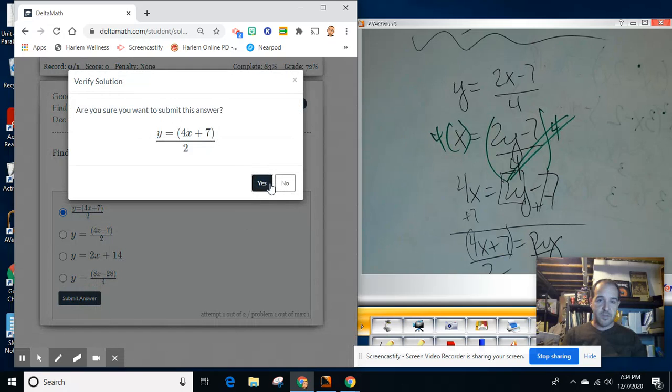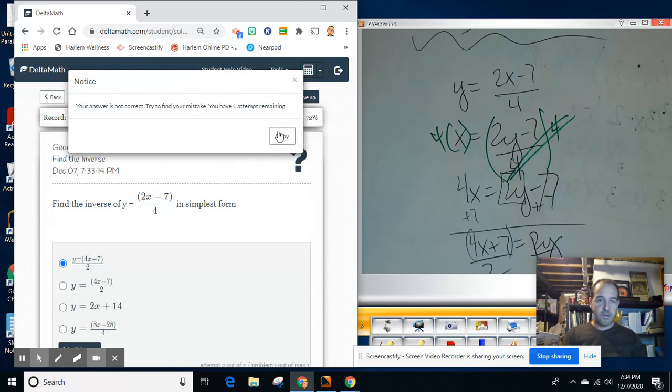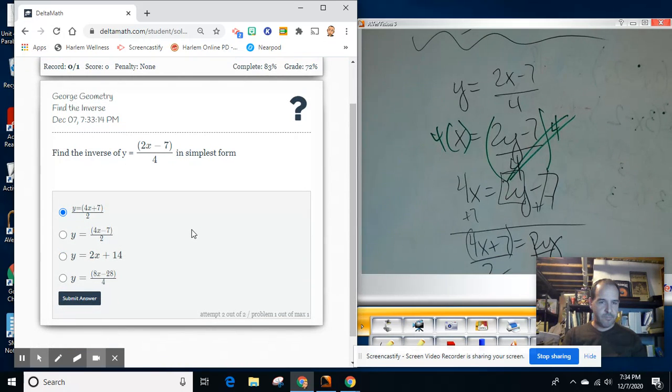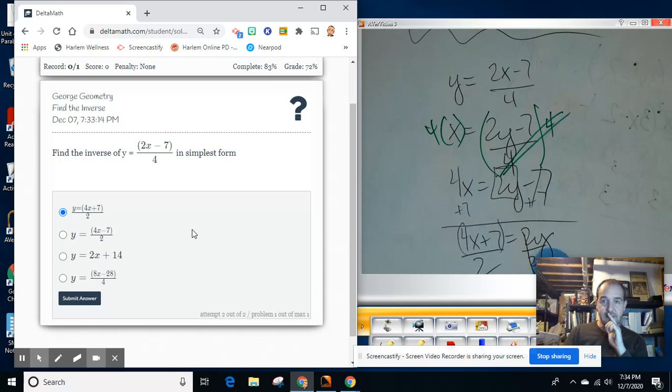So your answer is not correct. What? All right, Hardy's got to go back and look. I did something. 2x minus 7 over 4. X equals 2y minus 7 over 4. Multiply by 4. Add 7. Divide by 2.